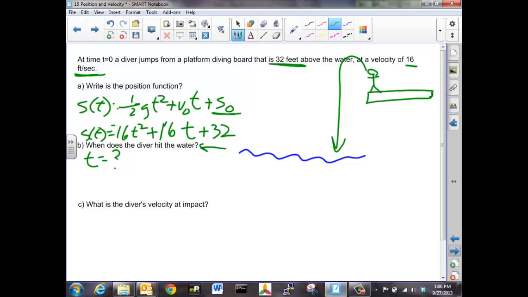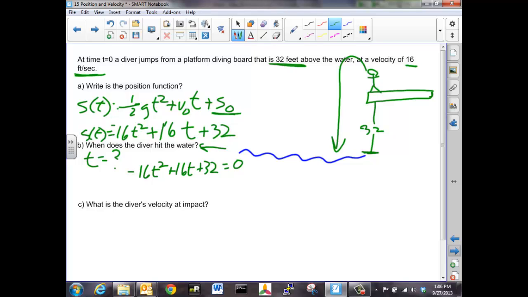So my question is, what are we going to do? Why? If you set the position equal to something, what do you want to set it to? I can set it equal to anything you want to. Why 0? Because of when he hits the water. When he hits the water, what is his position? 0. Remember, this distance right here is measured from the water. So we're going to take his position, negative 16t squared plus 16t plus 32, set it equal to 0. Solve the problem.